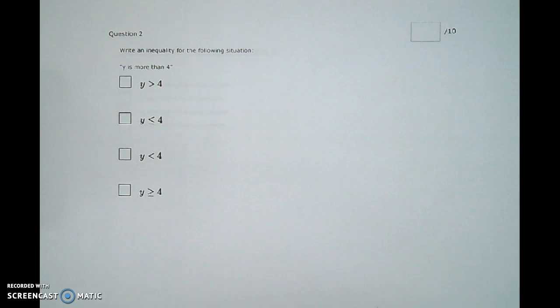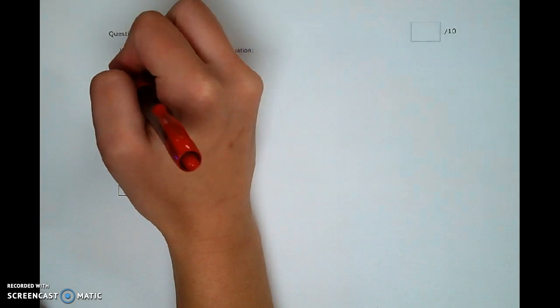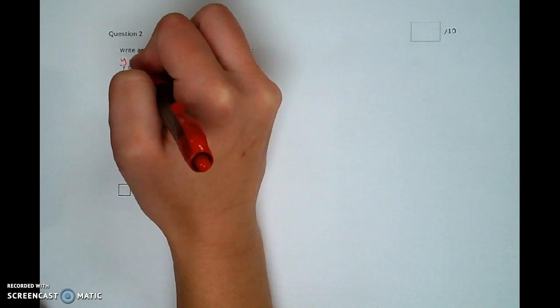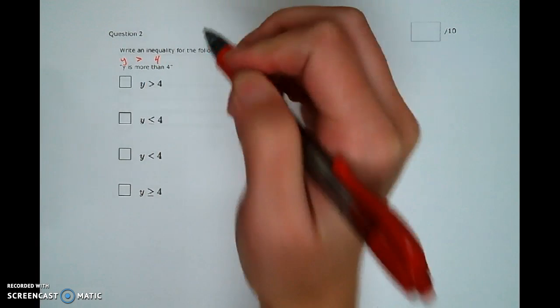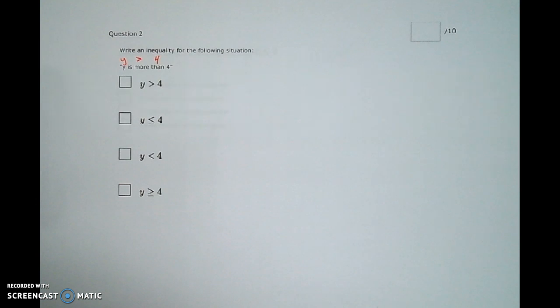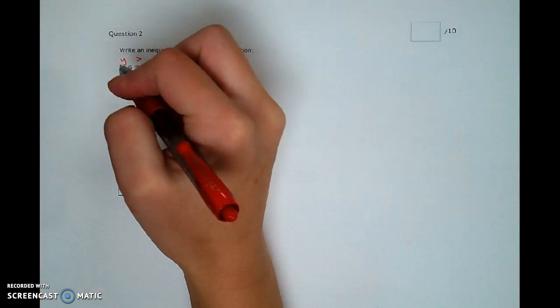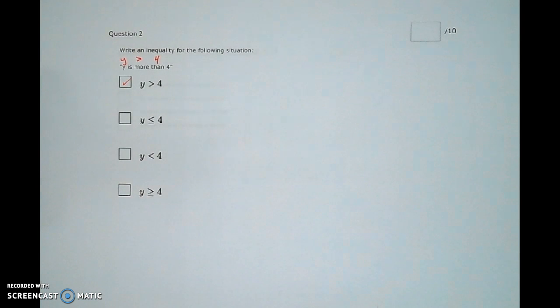Number 2 says, write an inequality for the following situation. Y is more than 4. So we have Y has to be greater than 4. Now in this case, if Y is 4, is that more than 4? No, it is not. So that's how we know that that would be our answer choice.